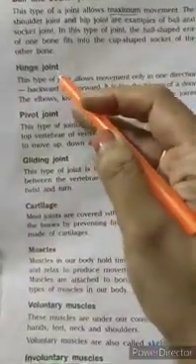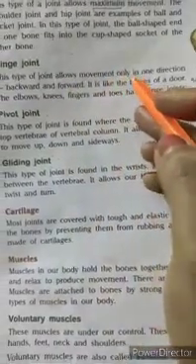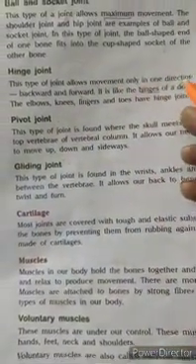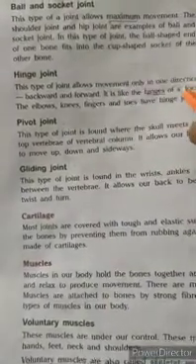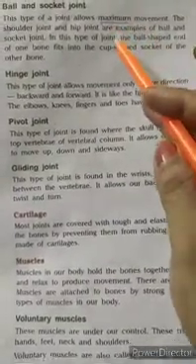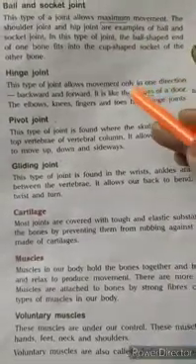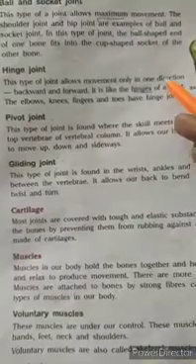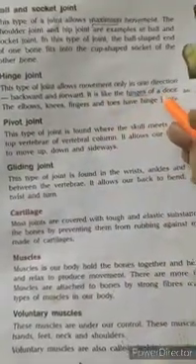Now the second type of joint is the hinge joint. This type of joint allows movement only in one direction. Means the special thing about this joint is that it allows movement only in one direction. But ball and socket joint allows maximum movement. So it allows movement in one direction only, like backward and forward. It is like the hinges of a door.